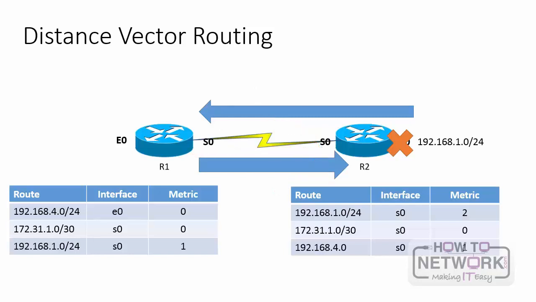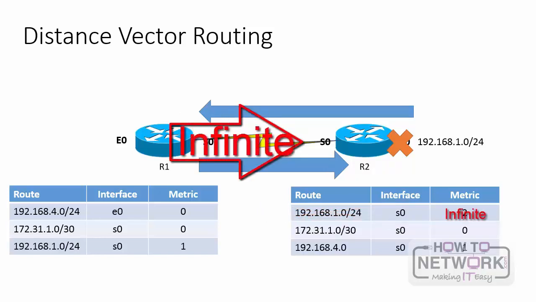Now, you've already learned about the two solutions to deal with that, and you'll need to know it for your CCNP exam. Split horizon will prevent a route learned on an interface from being advertised back out that same interface, and then poison reverse, which causes a route received on one interface to be advertised out that same interface with an infinite metric.